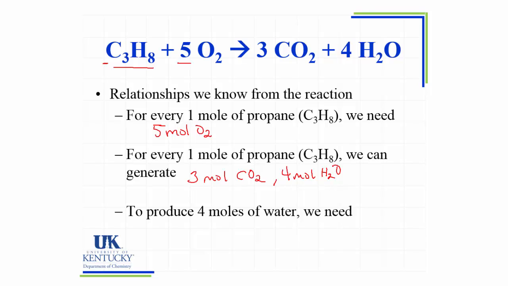Now we can look at the product side and say to produce 4 moles of water, we would need 1 mole of propane, or C3H8, and 5 moles of oxygen. So these are some of the relationships we can get from our balanced chemical equation. We can get relationships between any 2 of our substances, regardless of which side of the arrow they fall on.